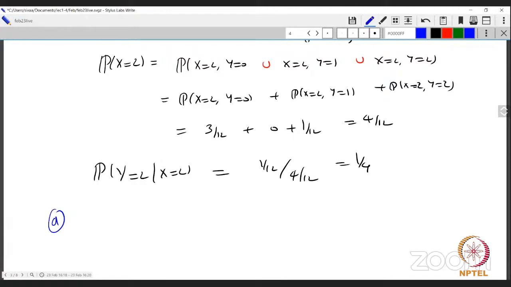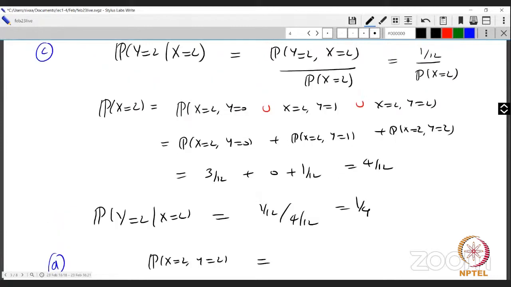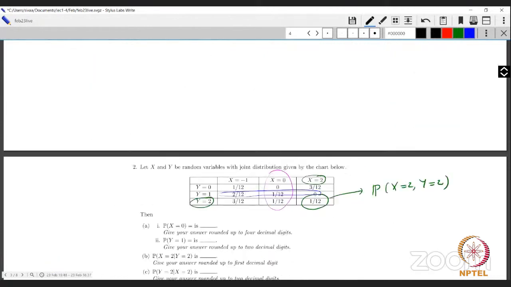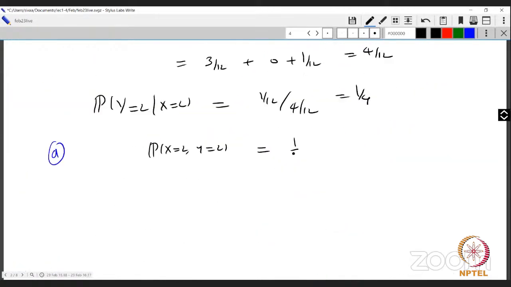Let's check that. Let's check if it's true. Probability x equal to 2 and y equal to 2 is what now? We go to the table. The table tells you x is 2, y is 2 is 1 over 12. Very good, from the table.